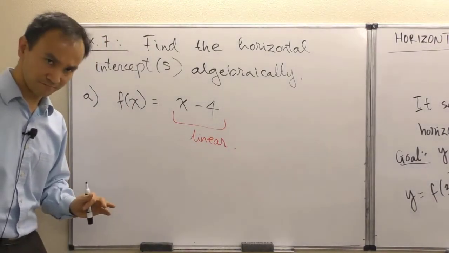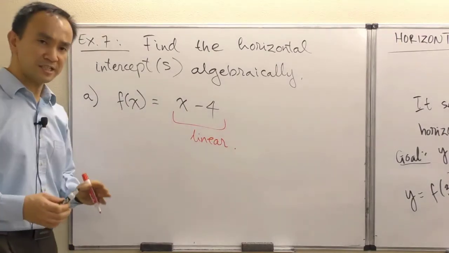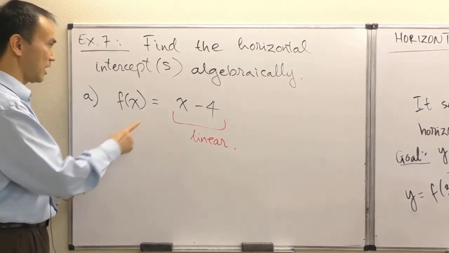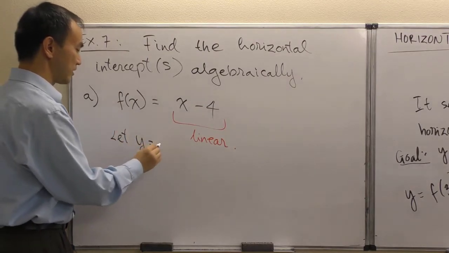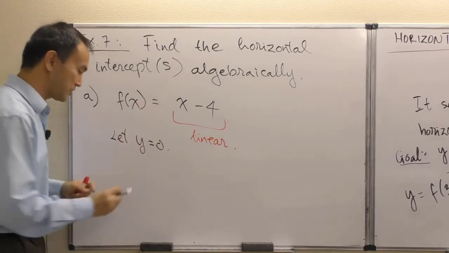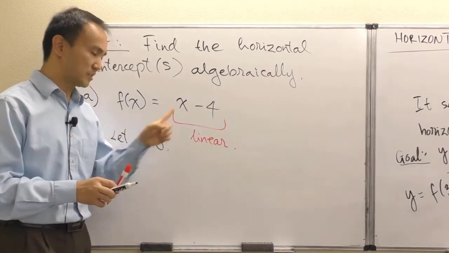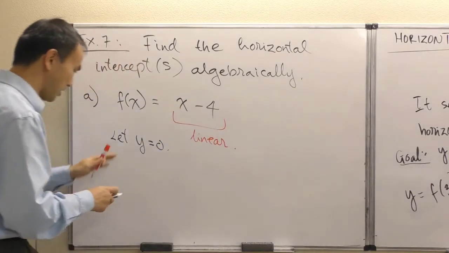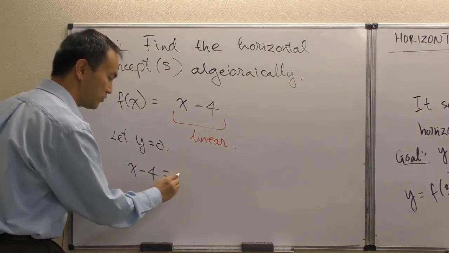It's already linear. And now, when we find a horizontal intercept, that fundamental we have seen earlier, we need to let y equal 0. So to find a horizontal intercept, we have to start out by letting y equal 0. And y is equal to our function x minus 4. Again, it's linear, only two terms. This is a constant term, that's the first power term. Letting y equal 0, we produce x minus 4 equals 0.